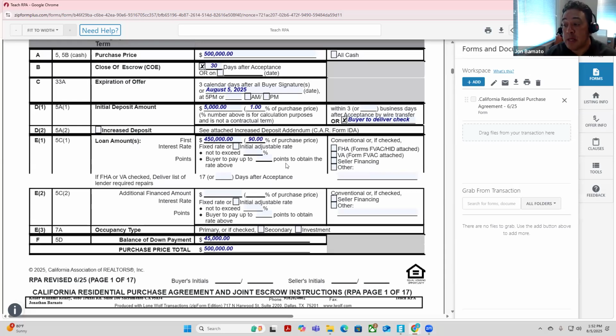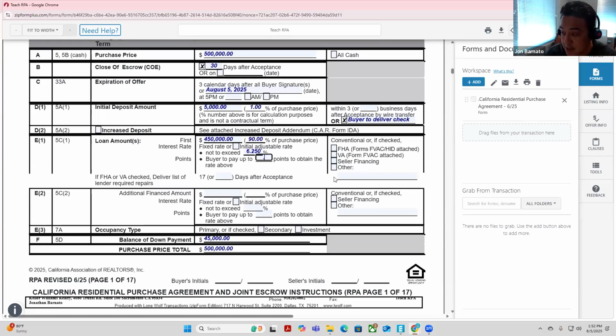Pay up to points. You can put points that attain the rate. So if you're going to put a rate, sorry, let me back up a little. If you're going to put a rate of 6.25, you need to put points. That means how much additional will the buyer bring cash-wise? Because on a loan, the buyer can bring more cash at the purchase time to buy down the rate, right? So you have to put a cap on this.